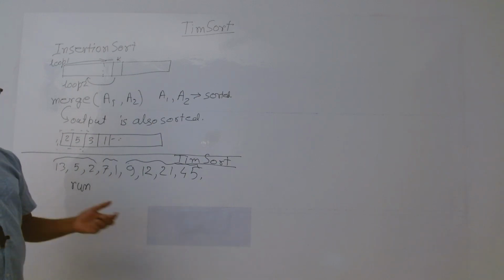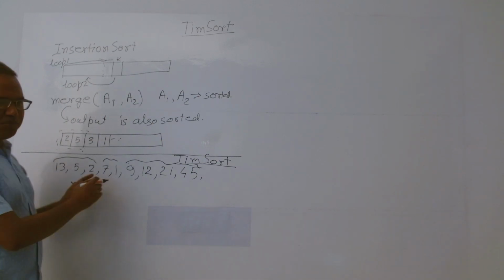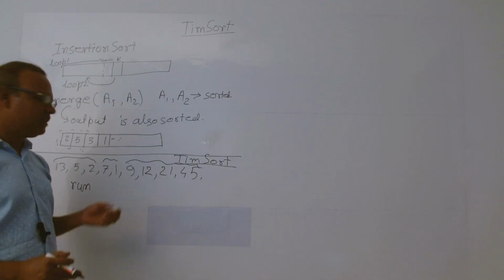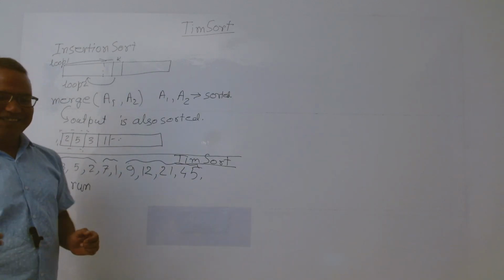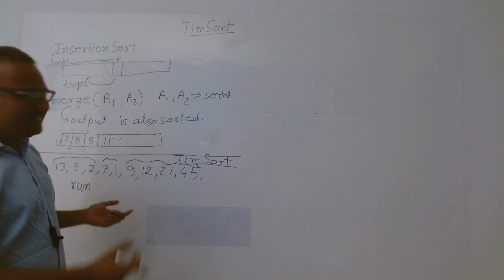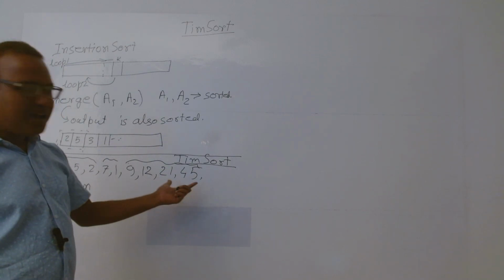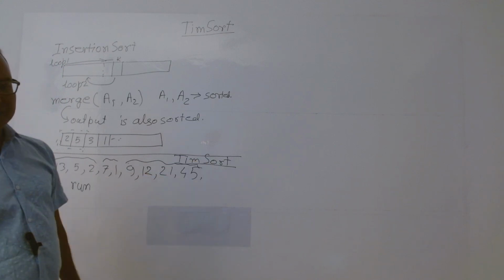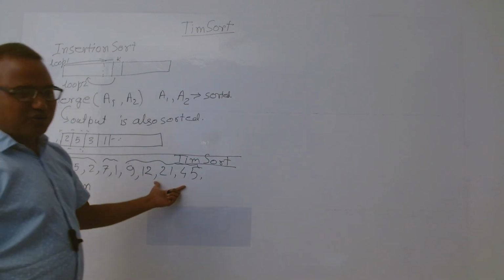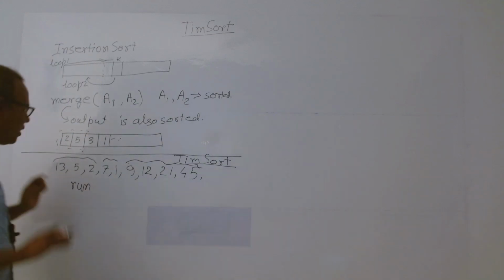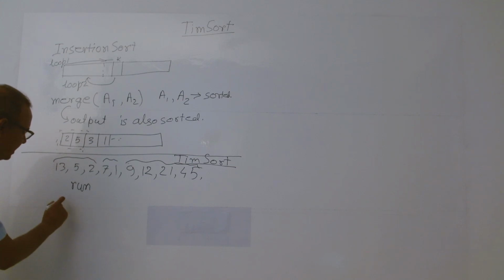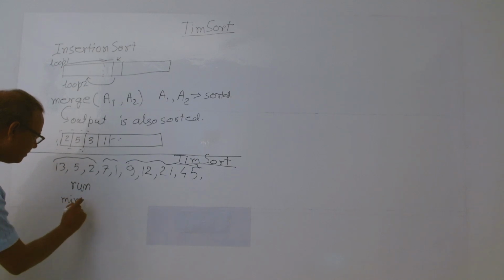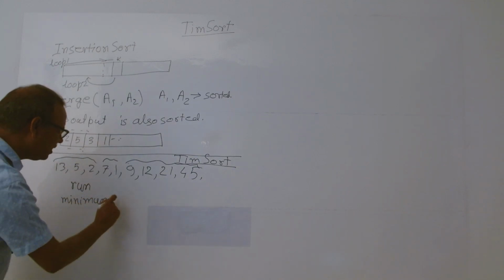There are many algorithms to find runs. For example, in some other lecture, I will tell you how to find peaks and valleys inside a given sequence. If we can find peaks and valleys, then we can easily detect these runs. But for our case in TimSort, we don't need to go for that. We have a minimum run size. We have a concept of minimum run size.